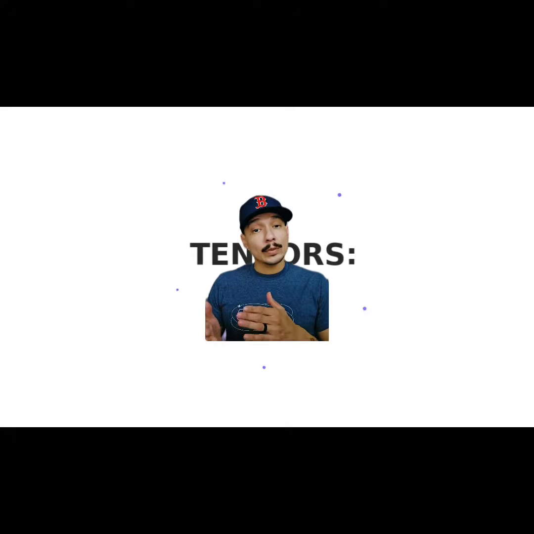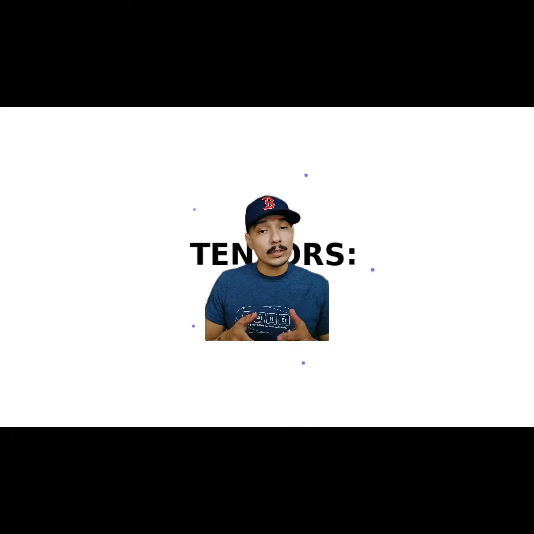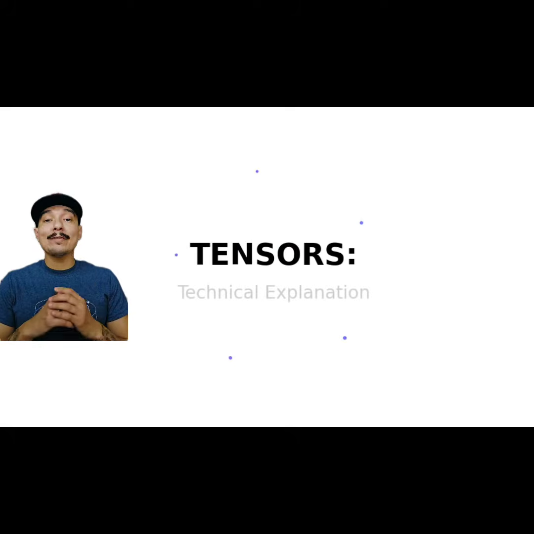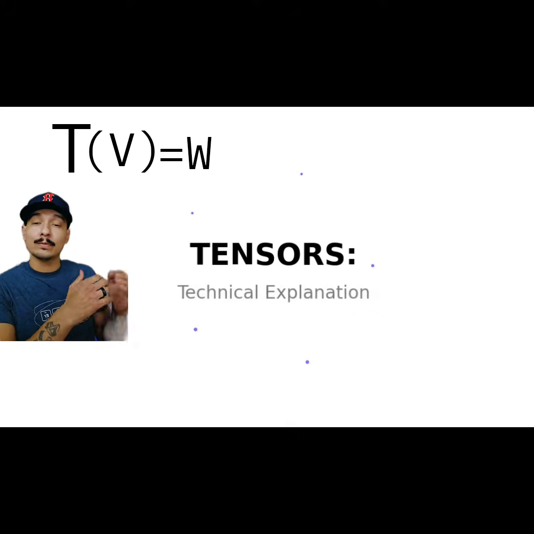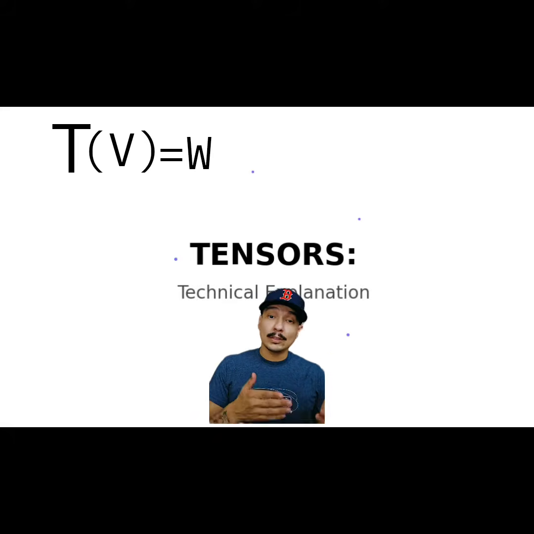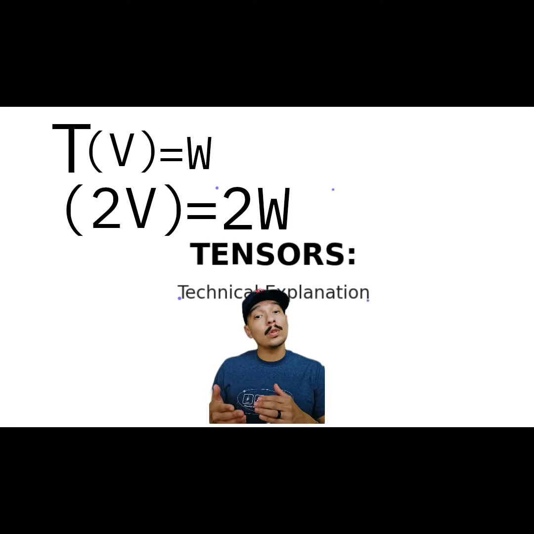What I mean by linear relationship is that the output changes proportionally to changes in the input. For example, if I have a linear transformation t applied to a vector v, we get vector w. So if I decide to scale vector v by 2, then our output, vector w, will also scale by 2.